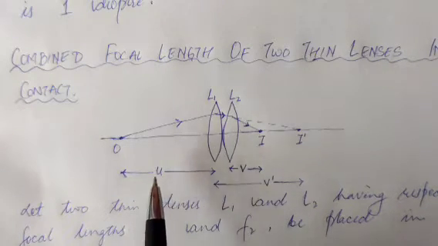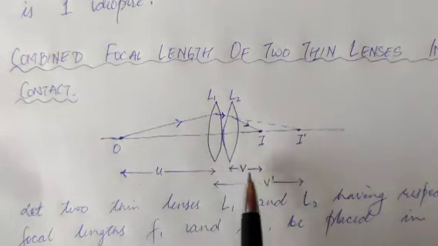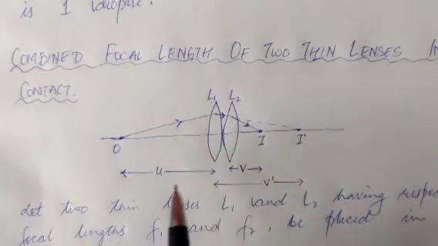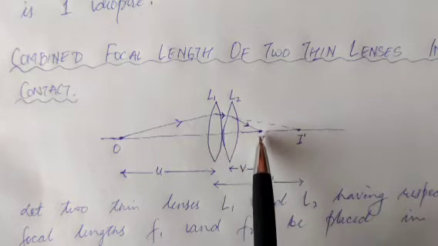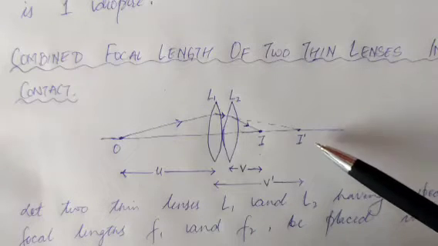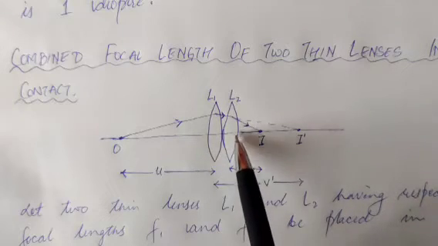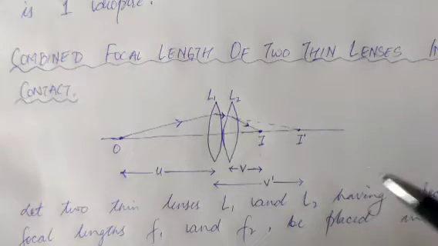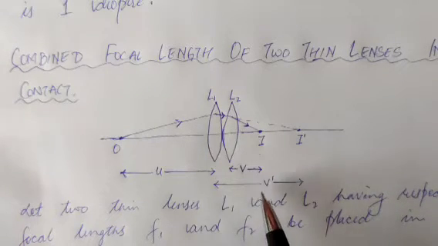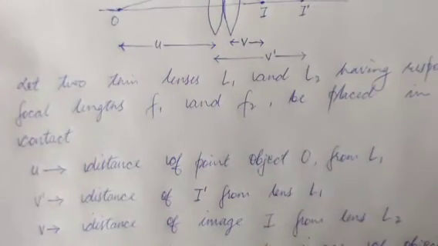So U is the position of the object O, distance of the object O from lens L1. V is the distance of the final image, the actual image that is formed by this combination. So V is the distance of the final image I from lens L2, and V dash is the distance of the non-existent image actually from lens L1. So if L2 was not there, I dash was the image that would have been formed. So distance of I dash from lens L1 is V dash. Okay, so that is what I've mentioned here.